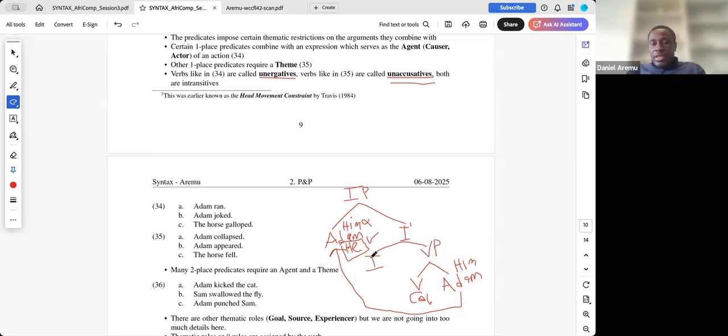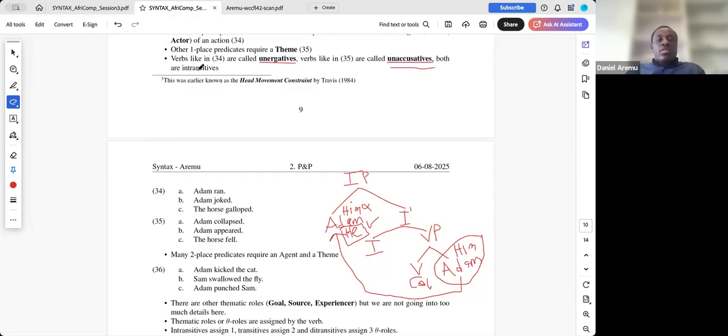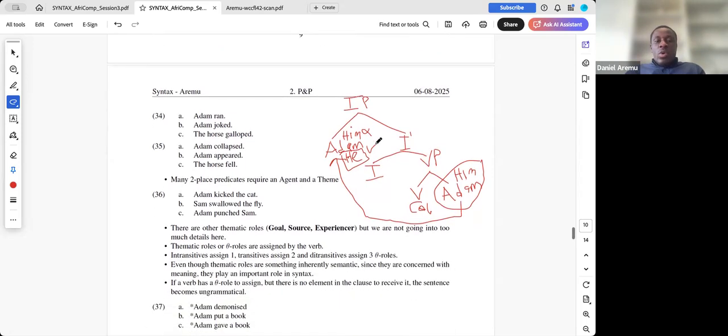All right. But with respect to 34, where we have Adam ran, where Adam is the agent and not the theme, the assumption is that, of course, it doesn't start from this position. No, it rather starts from a higher position, and that's where the little vP comes in. Forget about that for now. But if you want to know more about that, you can ask me later, but I'm not going to go through that. And that's where this different name comes from, especially the unaccusative. So it's no longer accusative, it's now a nominative. All right, and that is for the one-place predicate.